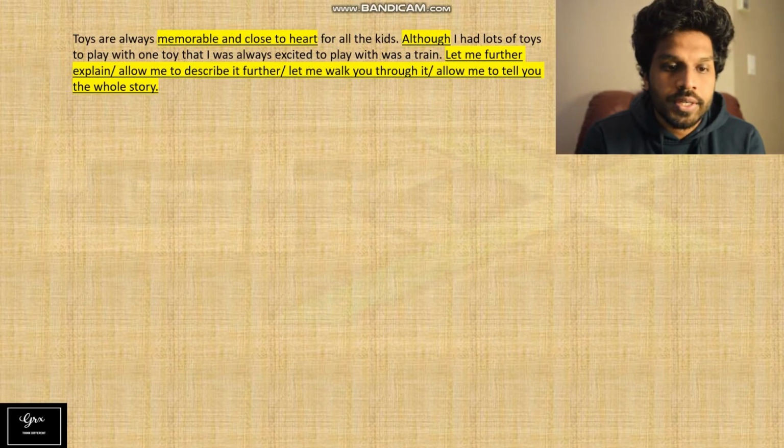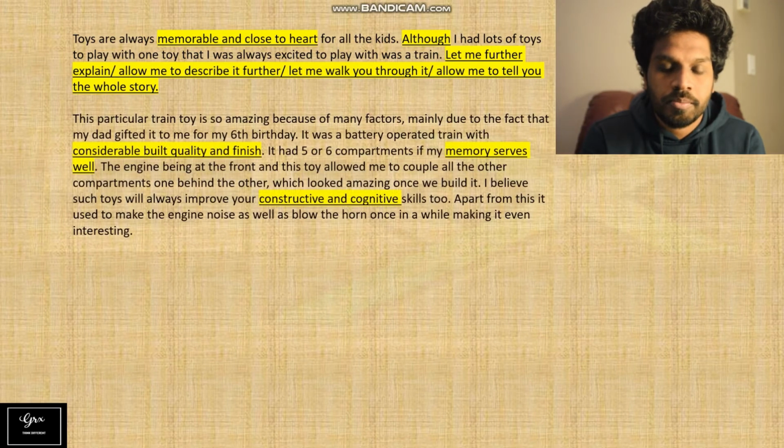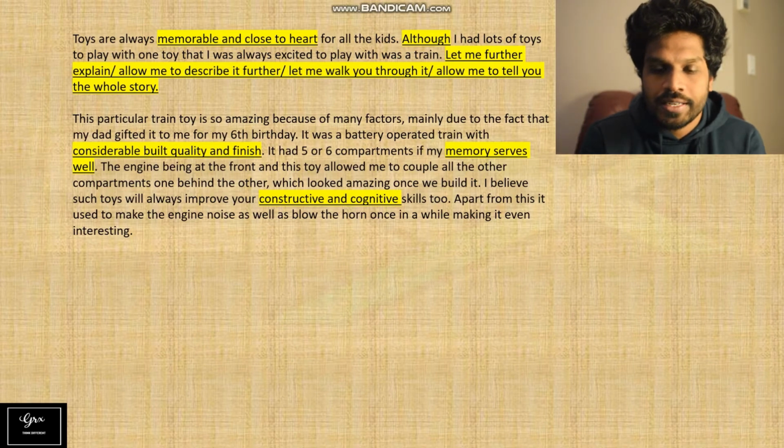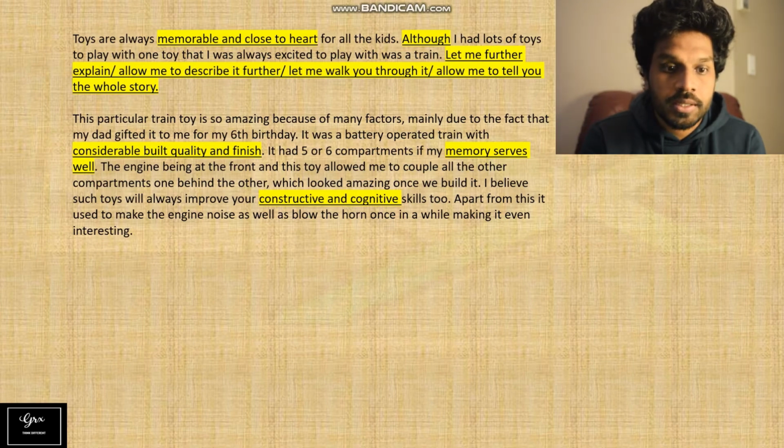This particular train toy is so amazing because of many factors. So I'm going to explain what the many factors are. Mainly due to the fact that my dad gifted it to me for my 6th birthday. It was a battery operated train with considerable build quality and finish.